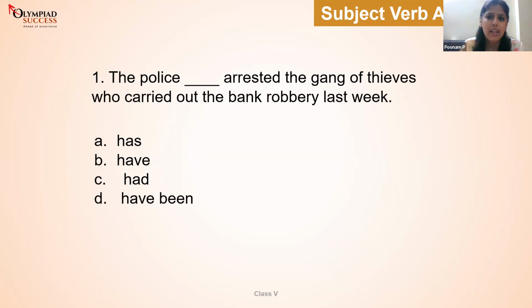Okay. Now, let me just eliminate one answer. Had is not the answer. Most of you are saying that because it is last week, it is had. No, this is something that happened recently. It's present perfect tense, has or have. Something that has recently happened. Of course, we are also going to discuss tenses. You will have better clarity when we discuss that topic.